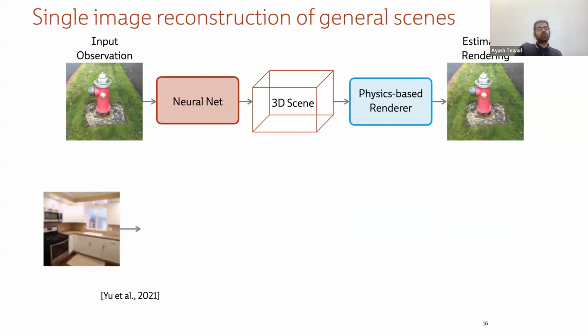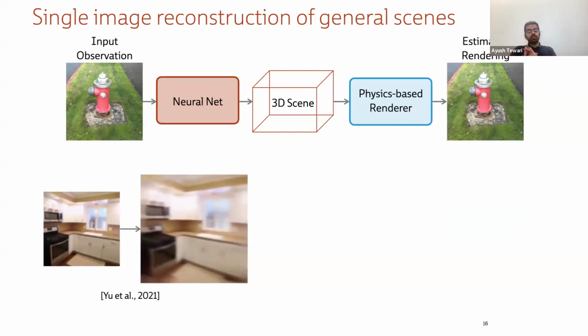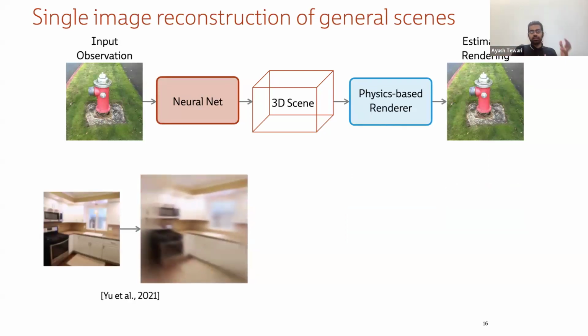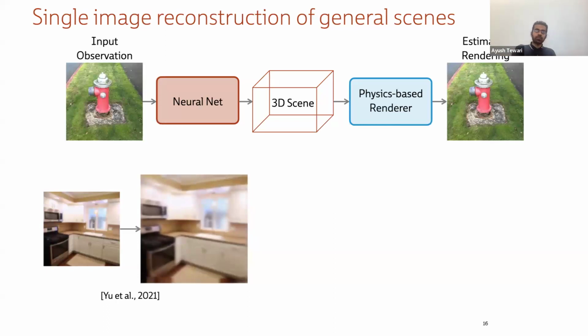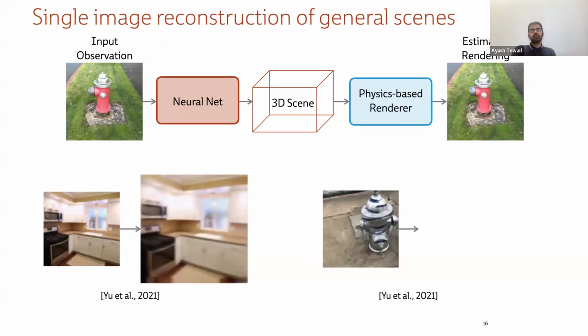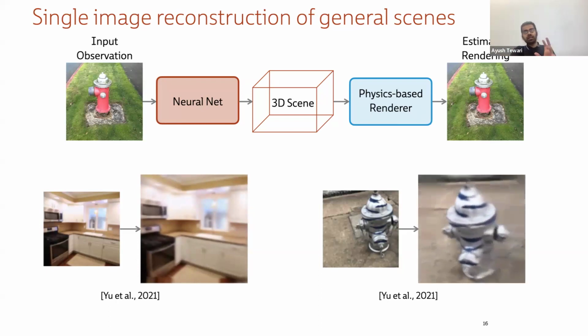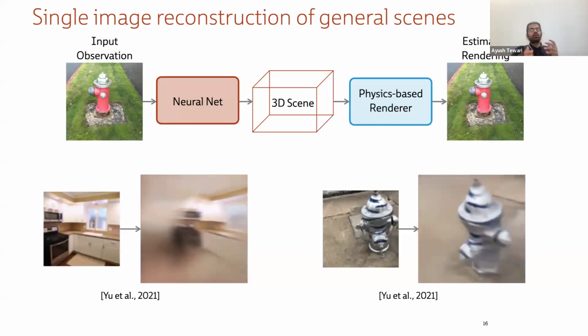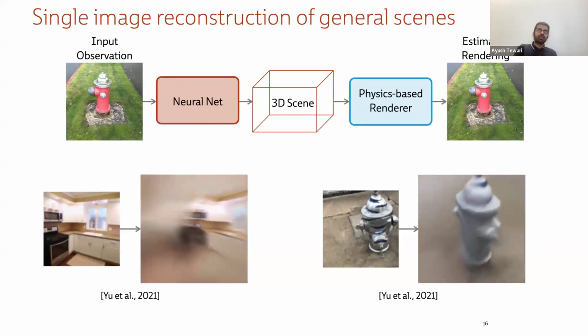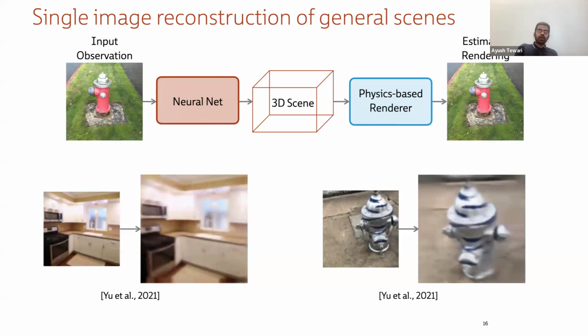But as soon as we go beyond the parts of the scene that are directly visible, we get this really blurry result. Here's another example. This is a fire hydrant. And again, from the visible parts, it looks reasonable. As soon as we move behind the hydrant and we try to look at the back side, it's again very blurry. And this blurry result is not ideal.